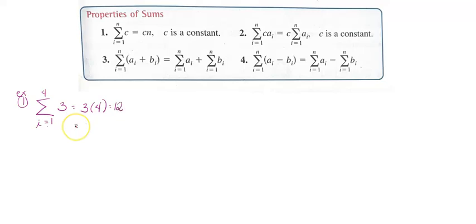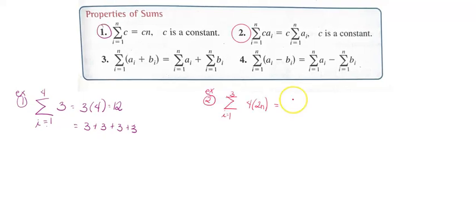Because basically it's just the first term, which is 3, plus the second term, which is 3, plus the third term, which is 3, plus the fourth term, which is also 3. Or you could just simplify it by saying 3 times 4 is 12. So that's how the first property works. The second property tells us that if you've got a constant times some function, you could move the constant outside of sigma, solve the summation of the sequence, and then come back and multiply it by that constant.